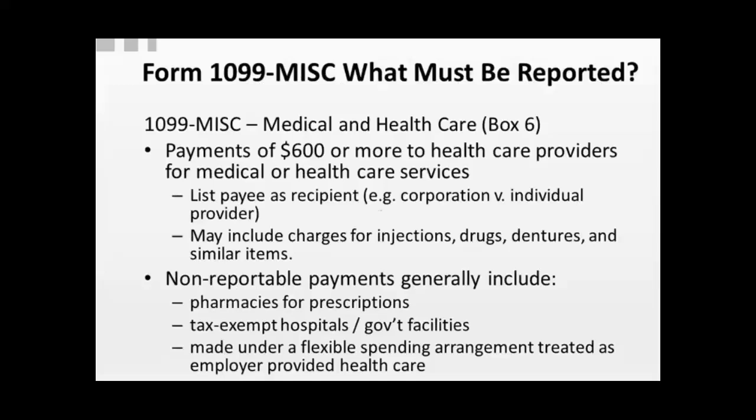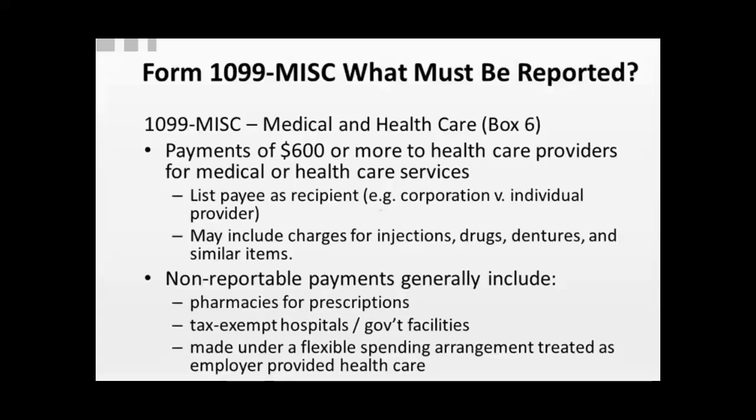If you paid the corporation, that's who's going to get a 1099. If you paid the individual doctor, that's who's going to get the 1099. If you paid both, then you're going to issue 2 1099s, one to each. It may include charges for injections, drugs, dentures, and other similar items. Certain items are not generally included in that.